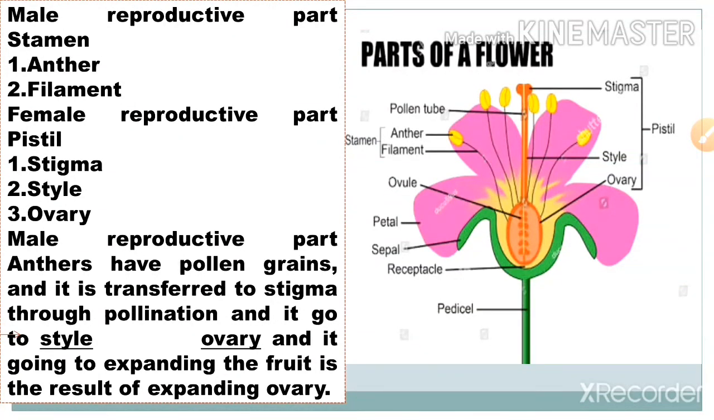In simple words, the male reproductive part is the stamen, and it consists of anther and filament, and the female reproductive part is the pistil. It consists of three parts: stigma, style and ovary. The male reproductive part, the anther, produces pollen grains, and it is transferred to the stigma through pollination. We already learned about pollination. Then it goes to the style, then to the ovary, and as the ovary expands it becomes the fruit. Fruit is the expanded ovary.